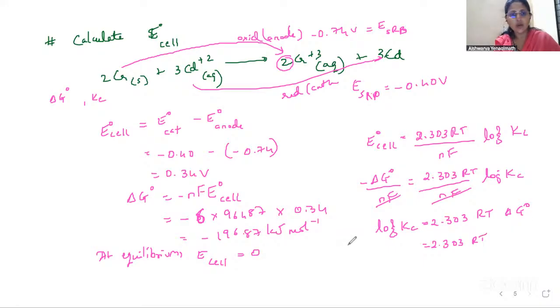Delta G naught value, how much have I got? Substitute R, the gas constant, substitute T, and delta G naught is minus 196.87. Substitute this, you will get the answer 34.496. This is log Kc. If you want to find Kc, you take the anti-log of 34.496. You will get the answer of the equilibrium constant.